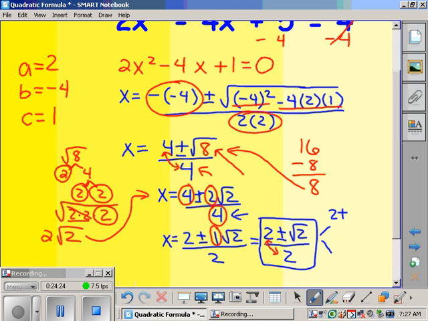With the calculator, you would type in 2 plus the square root of 2 over 2. Then you would type in 2 minus the square root of 2 over 2. And you would get some approximations for the x-intercepts.